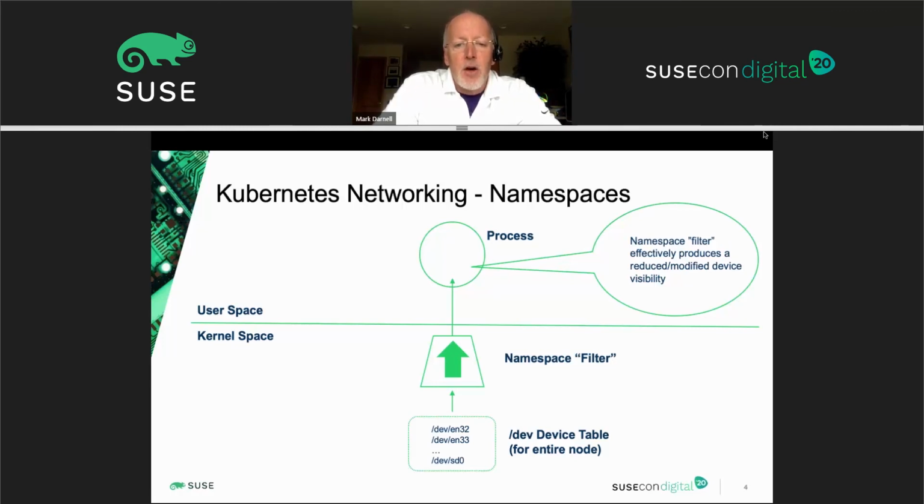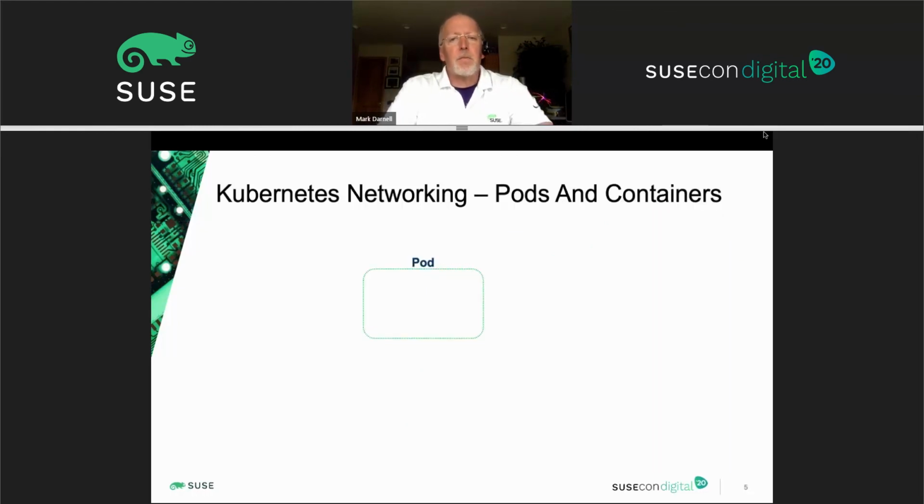And it changes not only the total count of devices, it also changes the names of the devices according to how you would like them to be presented to this process. So in this case, we've taken /dev/en32, which is a standard Ethernet device name, and we've renamed it to ETH0, and we've hidden all other devices from this process. This is one of the fundamental things that makes containers work, and specifically networking within containers.